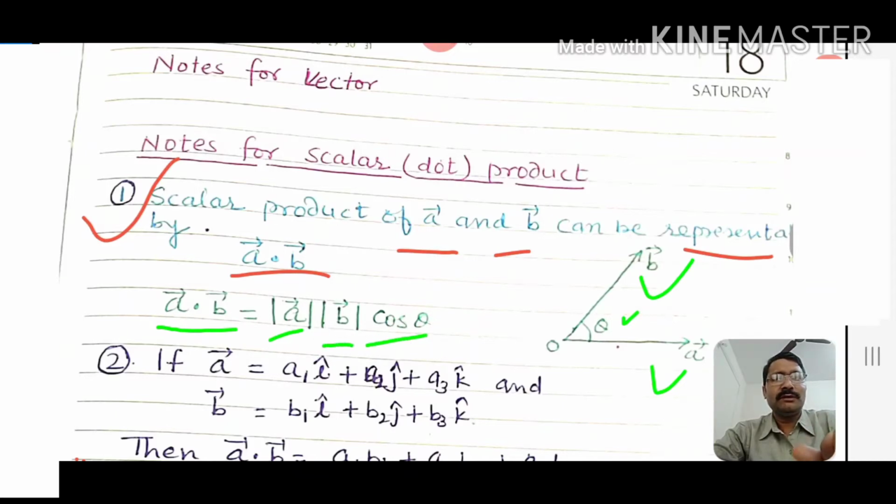So we have all the values here. A vector is given to you, B vector is given, and you will find the modulus of both the vectors and multiply, and then finally you multiply by cos theta. So you get the value of A dot B.